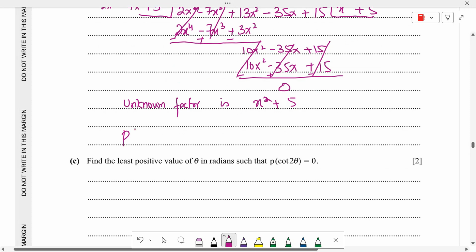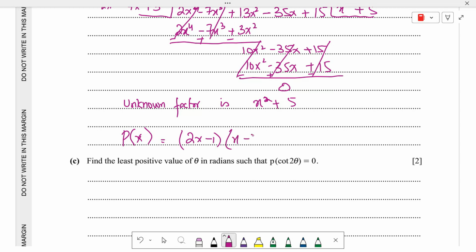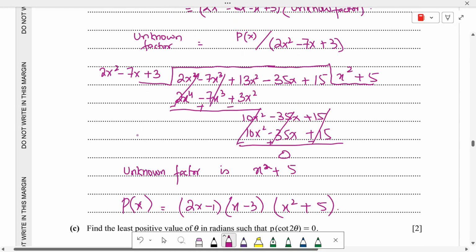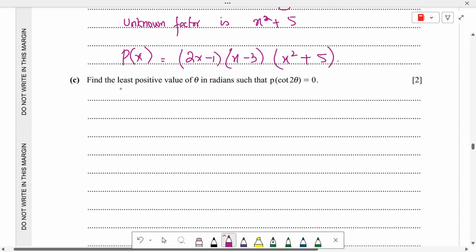Okay, so the factorized form of p of x is 2x minus 1, which was given, and x minus 3, which was also given. And we have just calculated another factor, which is the quadratic factor x square plus 5. So we have factorized the p of x. Now let's move to part C. Find the least positive value of theta in radians such that p of cot of 2 theta is 0.